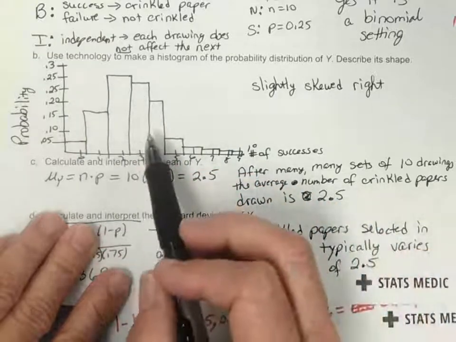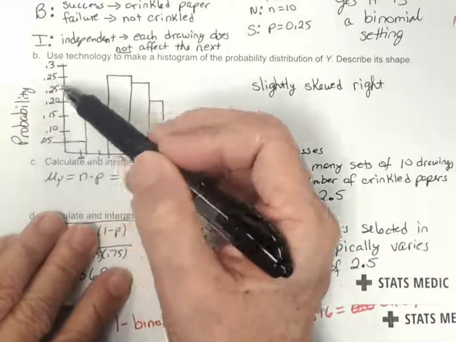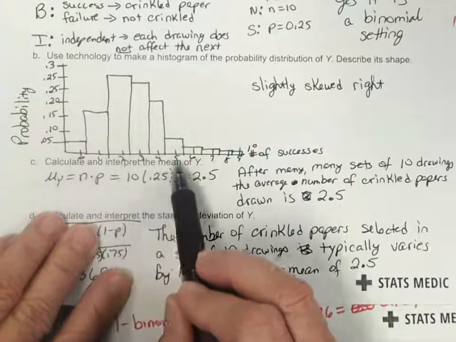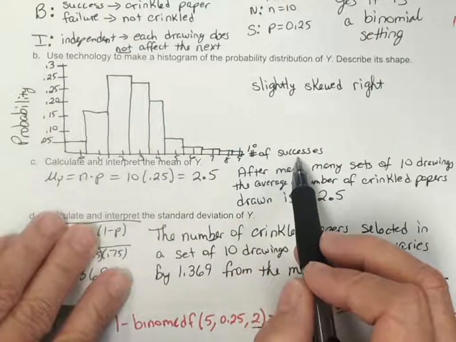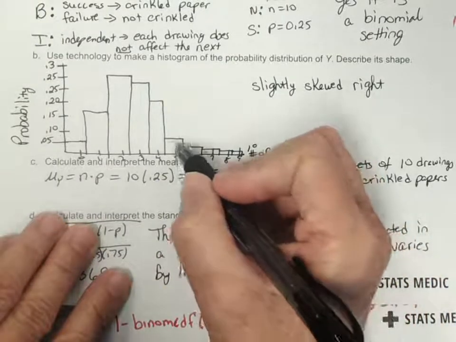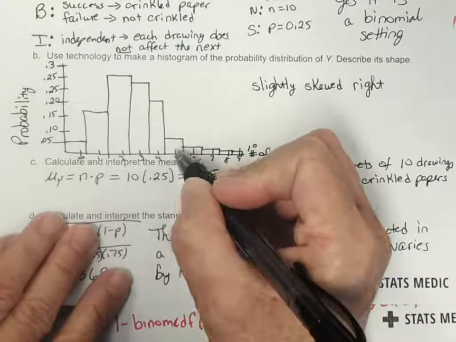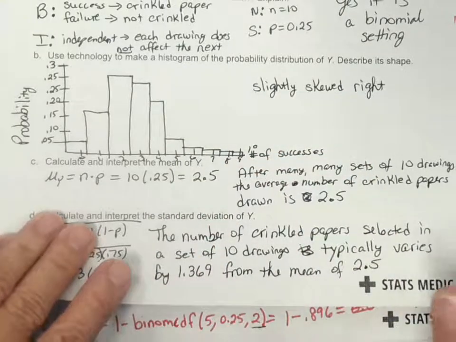On the histogram, notice we label that's probability. These values on the x-axis are the number of successes. So right here at 5, that means that we had 5 successes, or we selected 5 crinkled papers out of the 10.